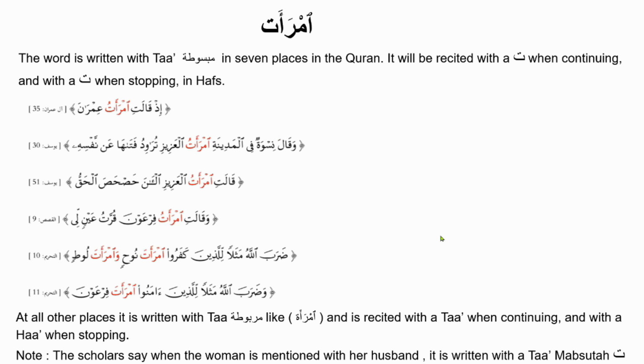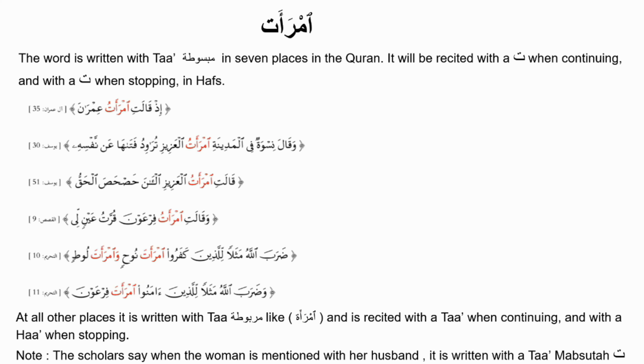The next word is imra'ah, which is written in 7 different places in the Quran with ta mabsuta, the flat ta, and upon continuation, I will recite it like this, imra'atu imrana. And upon stopping, I will say it like this, imra'at. And other than these 7 places, where 2 of them appear in one ayah, the word imra'ah is written with ta marbuta, the round ta, and upon continuation, we will follow the vowel of ta marbuta, and upon stopping, we will say imra'ah, reciting ta marbuta with ha sakina.